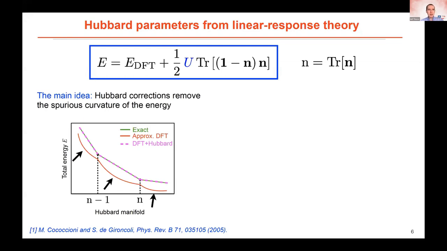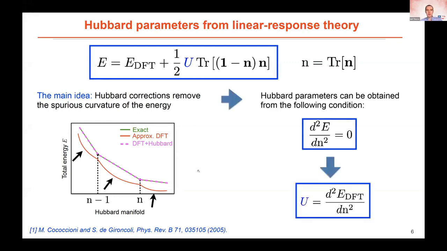And we also saw this similar picture in the earlier talks. So the main idea is that Hubbard corrections remove the spurious curvature of the energy. So the exact behavior is piecewise linear. This is the total energy as a function of the number of electrons in the Hubbard manifold. The approximate DFT gives quadratic-like behavior. And we want to get rid of these curvatures. So I indicate them with black arrows. So we want to remove the curvature.